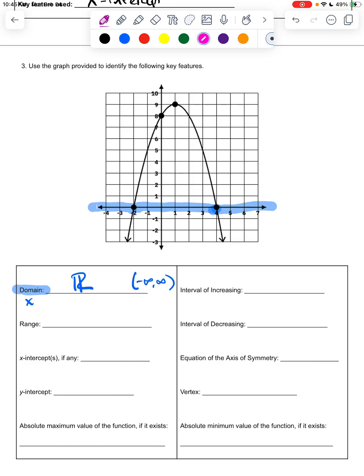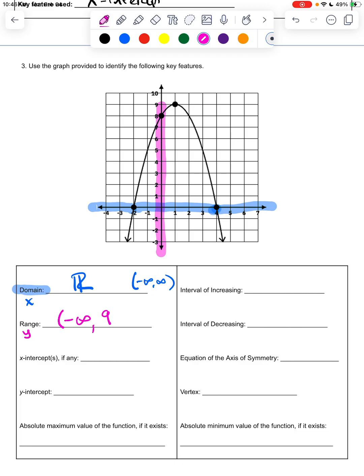Range is our y values from bottom to top. So where is the highest y value? Looks like right here at 9. Everything down below it, those arrows are pointing down, meaning it goes down forever as well. So my range here is from negative infinity up till 9.